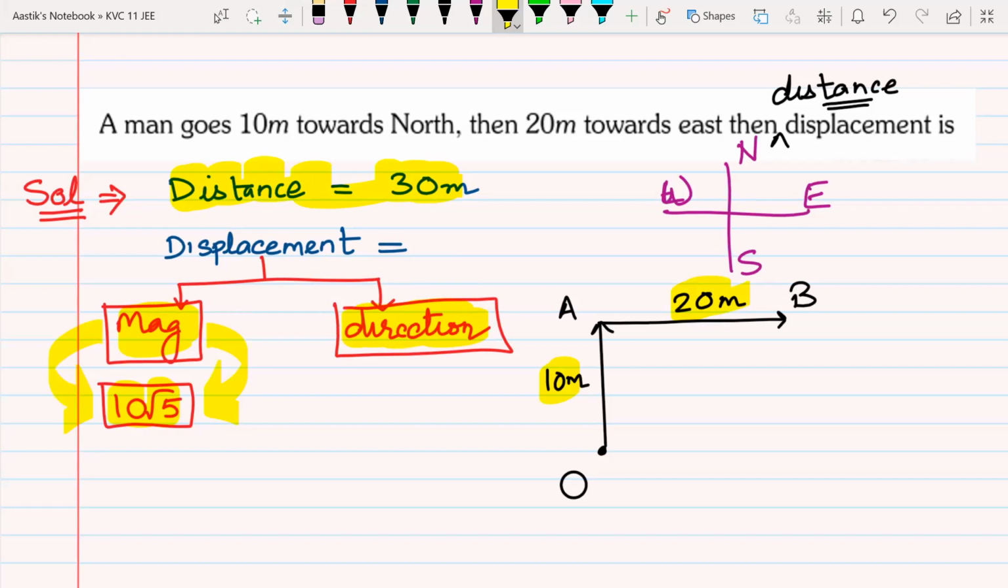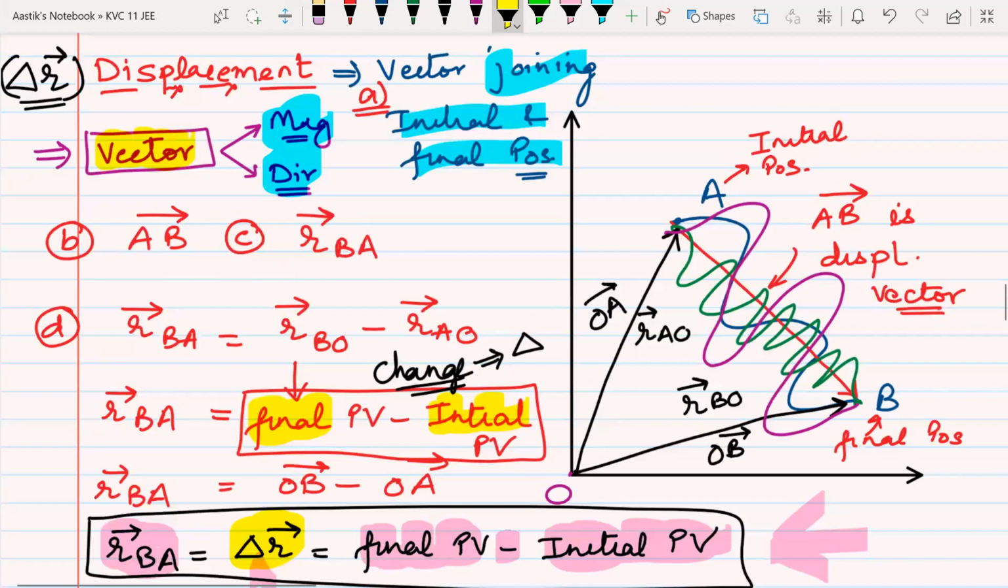Displacement equals under root of 10 square plus 20 square, sir. Under root of 10 square plus 20 square. Okay, let me take you back. This was the definition of... Sir, displacement is OB, sir. Yes, now you are talking.